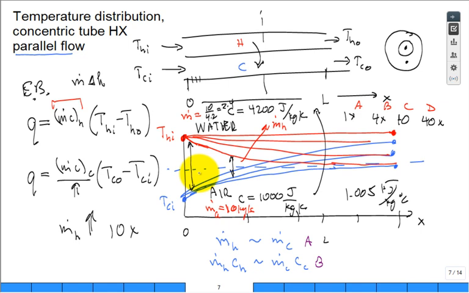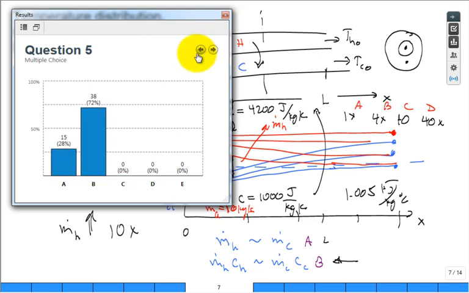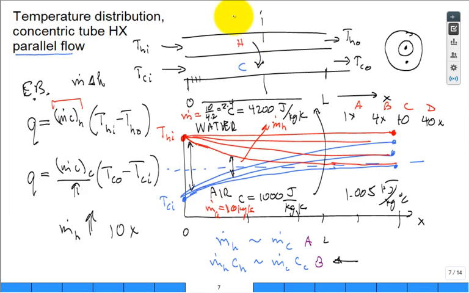So the best answer for this original question was B. I already graded it, didn't I? This one, I needed to grade B there, right? Very good. All right, so guess what?